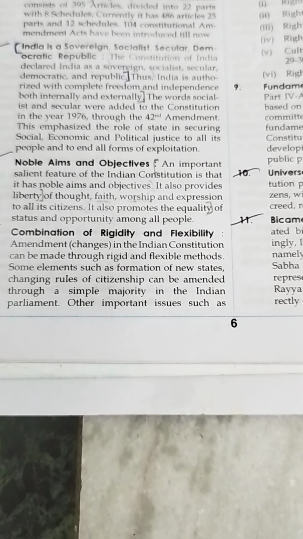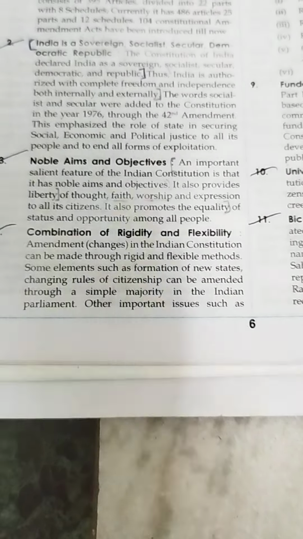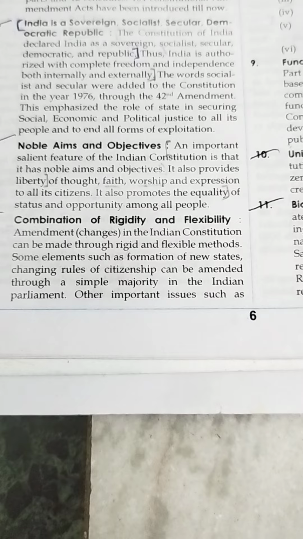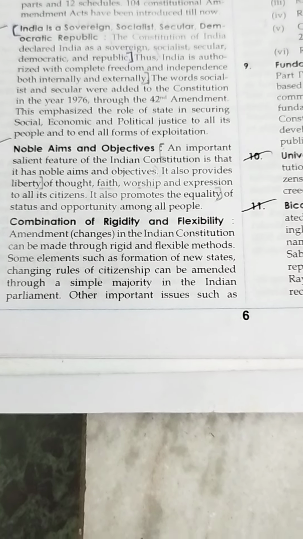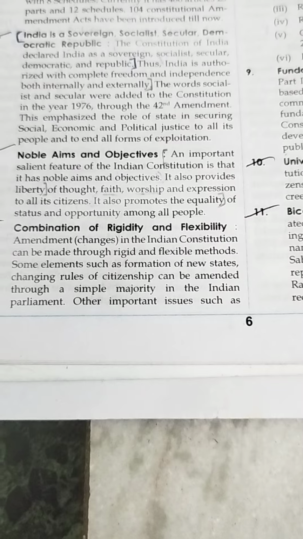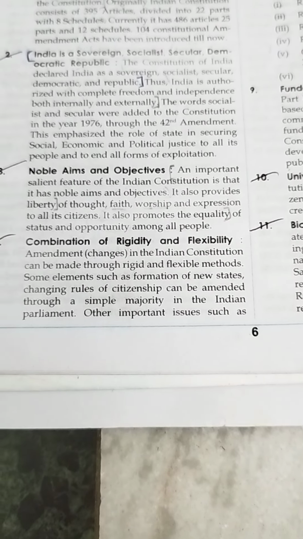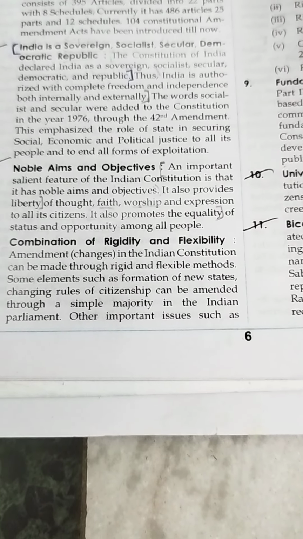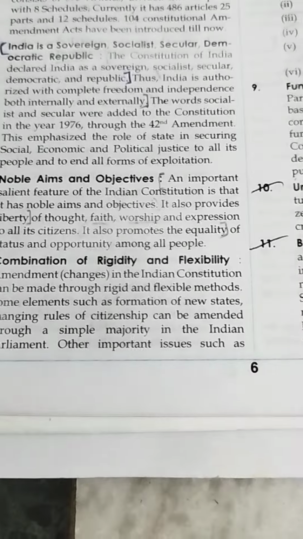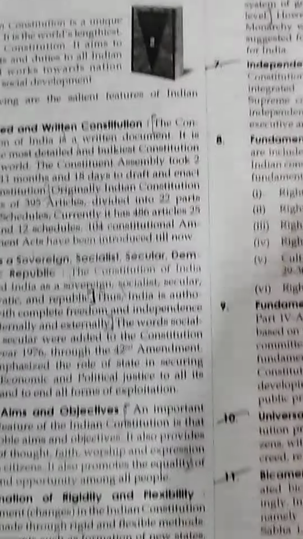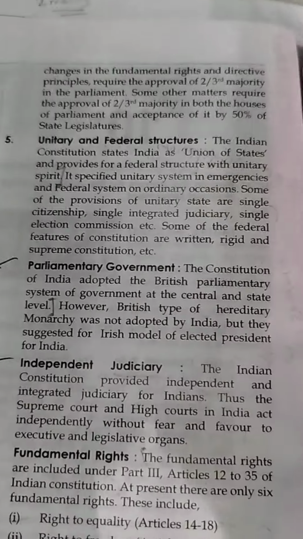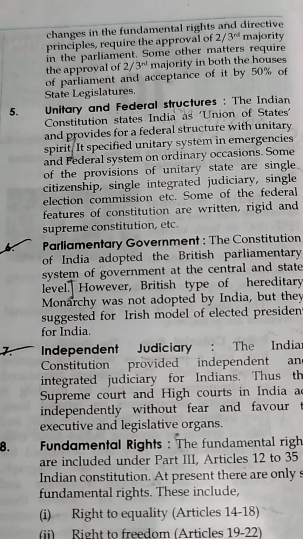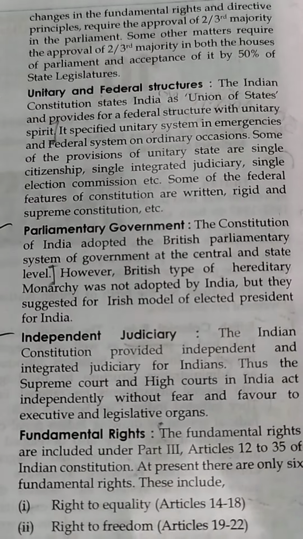In this point, we can explain it as follows: some rules can be changed through a simple majority of the Indian Parliament. Changing the rules of citizenship and the formation of new states can be done through a simple majority of the Indian Parliament. Other important issues, like changing fundamental rights and directive principles, require a two-thirds majority.